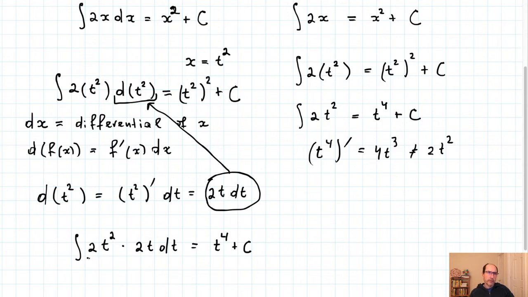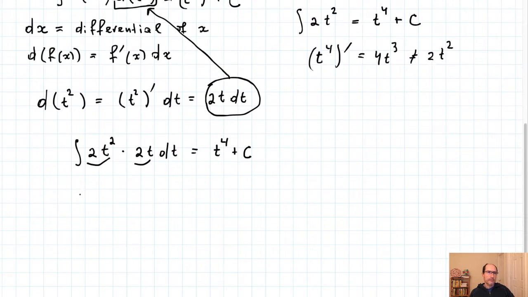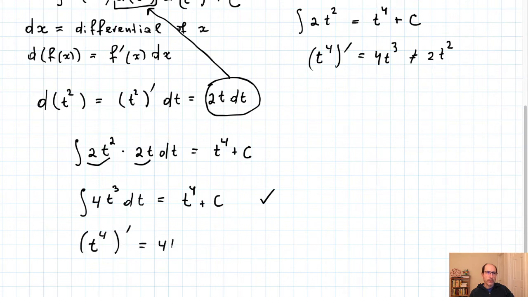And if we multiply 2t squared and 2t under the integral sign on the left-hand side, we will get the final result, namely that the integral of 4t cubed dt equals t to the fourth plus C. And now you see this is the correct result, because if you differentiate t to the fourth, we obtain 4t cubed. And therefore t to the fourth plus an arbitrary constant is indeed the correct antiderivative of 4t cubed.